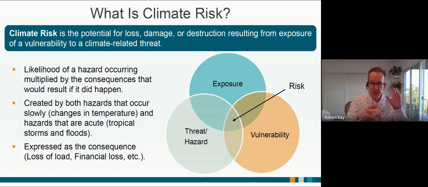So again, the idea is that risk management is this combination of the things that we've just described: exposure, threat, and vulnerability. Climate risk, of course, occurs through a combination of these factors, as we've just been discussing. Next, Logan.